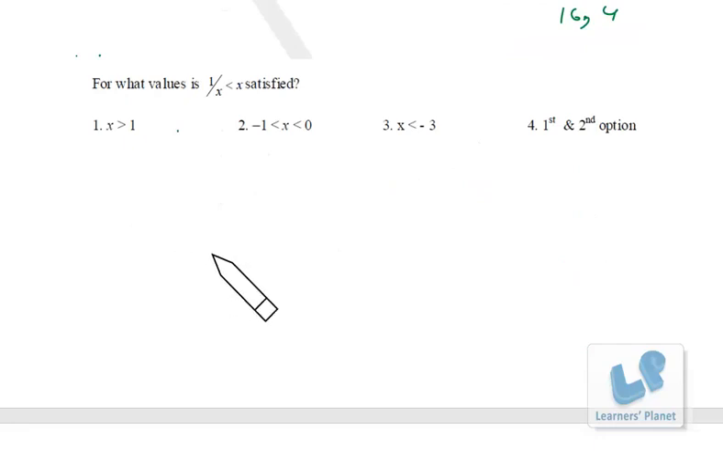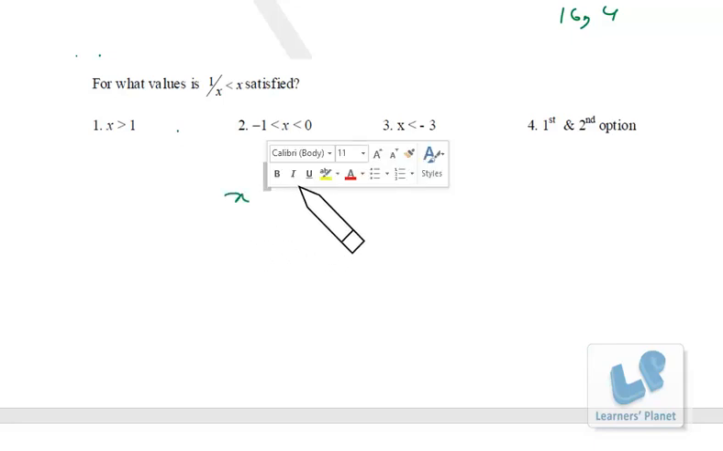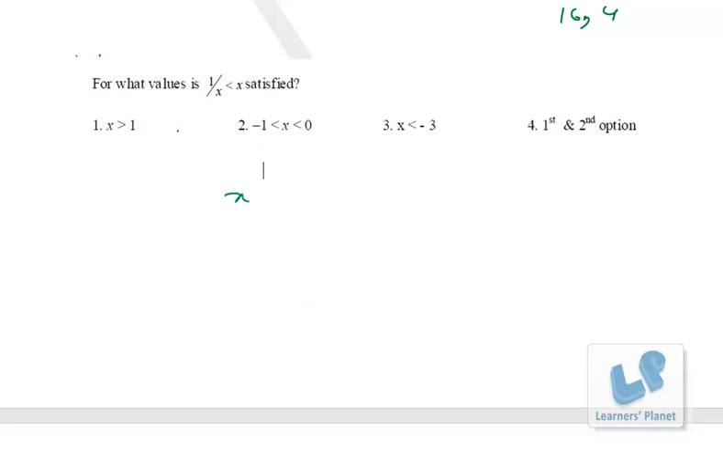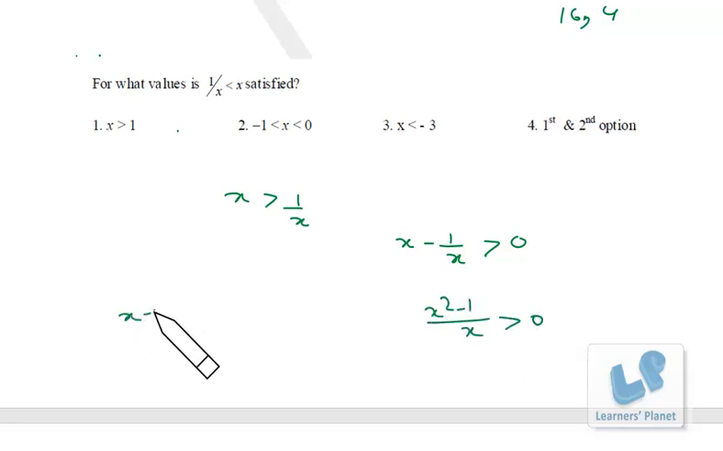For what values is 1 by x less than x satisfied? That means x is greater than 1 by x. Now in case of inequality, always be careful, do not go for the cross multiplication. What you can do is x minus 1 by x is greater than 0. Now just take LCM. So you'll get (x square minus 1) upon x is greater than 0. That means (x minus 1)(x plus 1) by x is greater than 0.